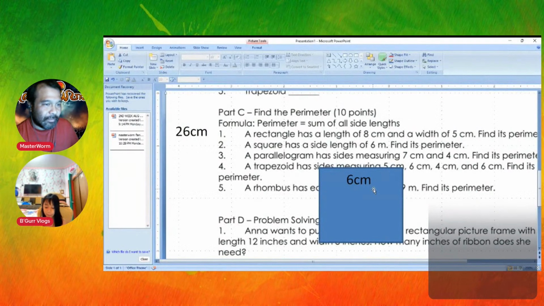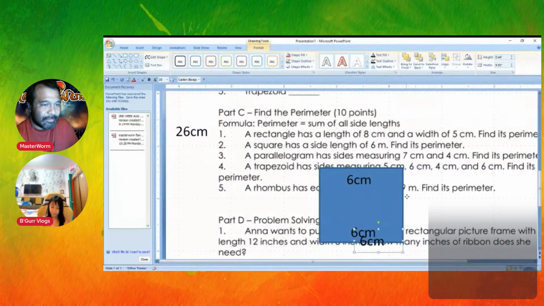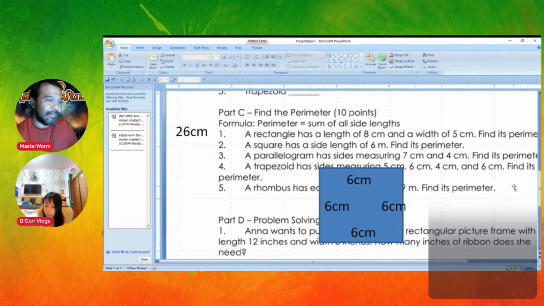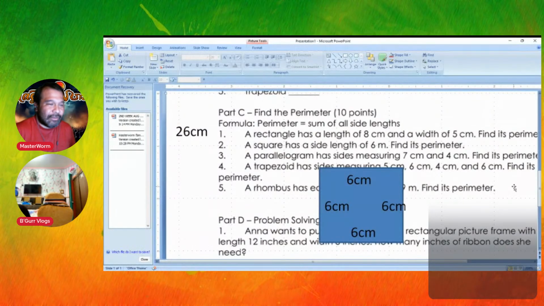It's a square, right? When we say square, it means they have the same length, the same sides, right? Yes. So you have to add the 4 sides of 6. So 6 plus 6 plus 6 plus 6, or you can say 6 times 4.